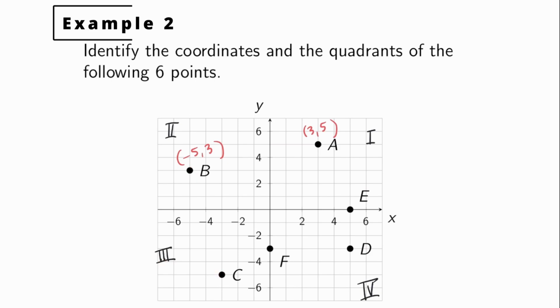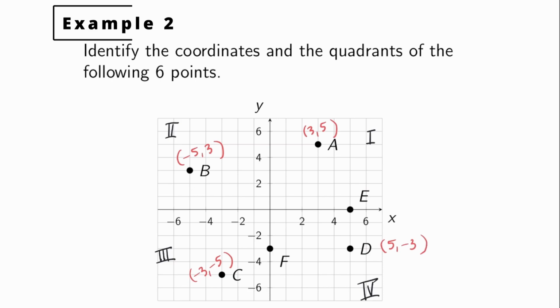B was in quadrant II. C is in quadrant III. Its x-coordinate is -3, and its y-coordinate is -5. So it's (-3, -5). Now D is in quadrant IV. Its x-coordinate is 5, and its y-coordinate is -3. So it's (5, -3).